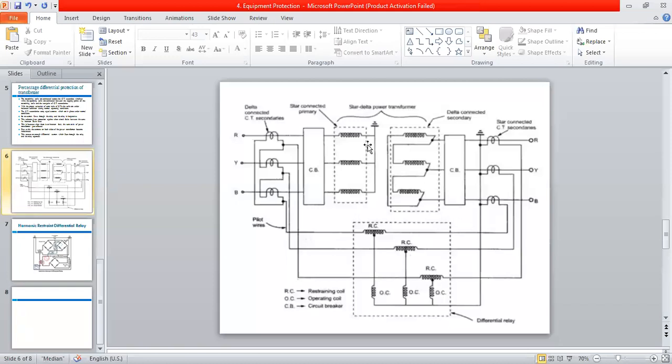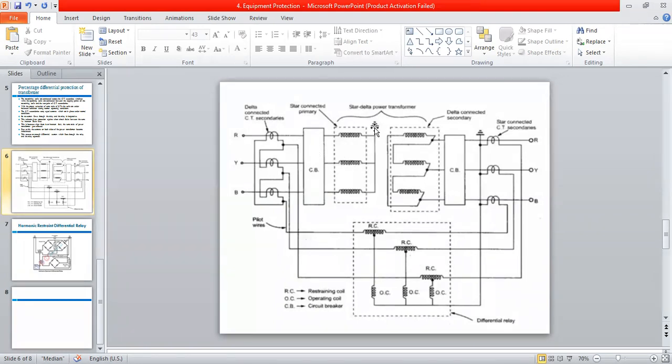What are you protecting? You are protecting a transformer, and this is a high rating transformer, so this is a power transformer. You can see that for the transformer, primary winding and secondary windings are there. This primary winding is star connected.